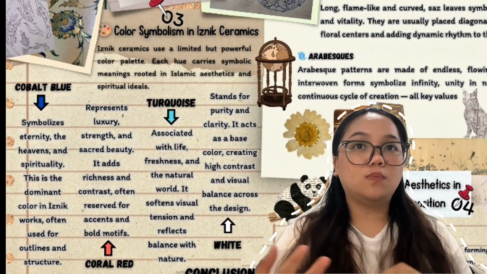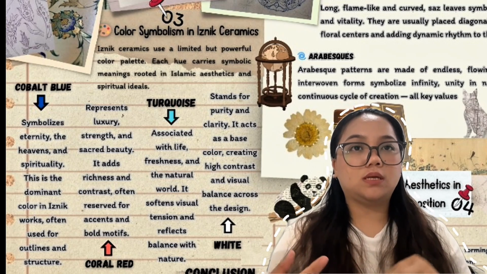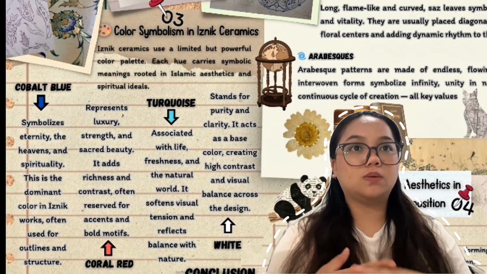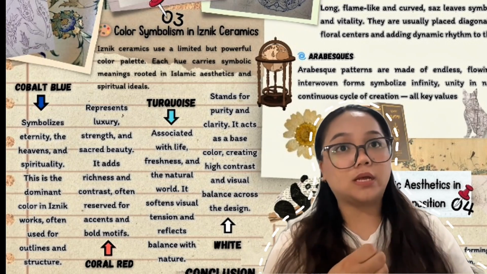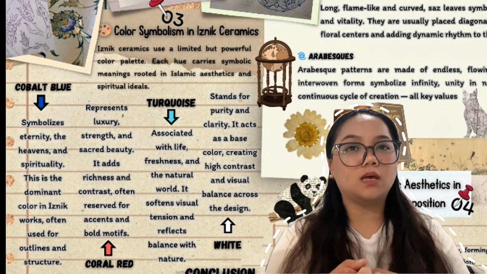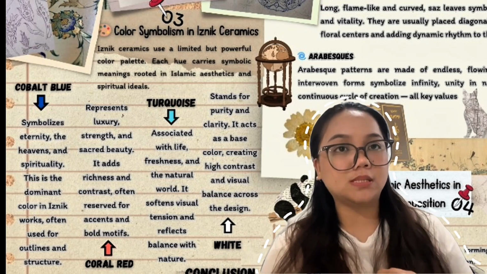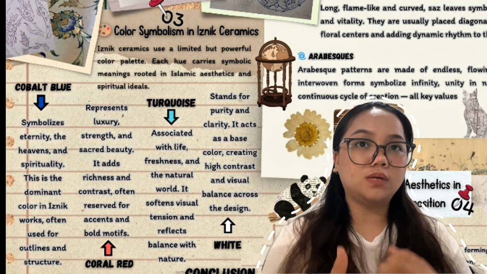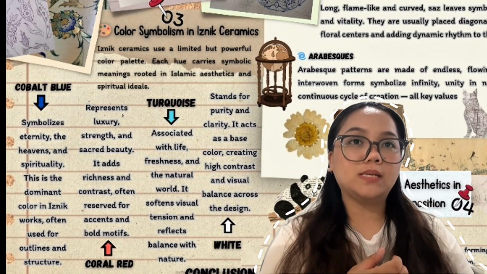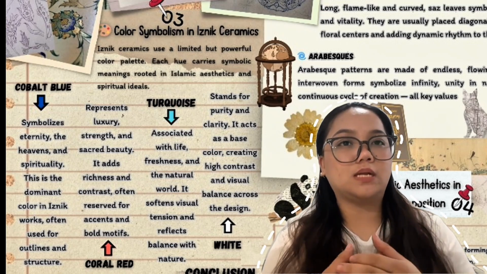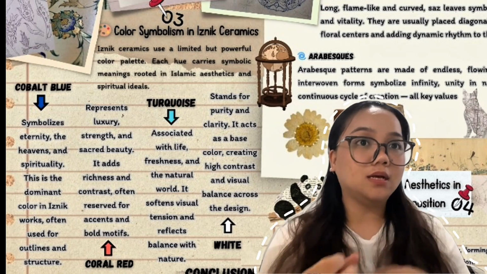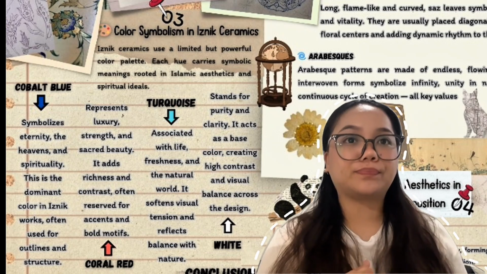For example, blue represents spirituality, infinity, and calmness. It is the dominant color in many Muslim tiles, creating a peaceful and sacred atmosphere. Turquoise is linked to freshness and protection, while green symbolizes paradise and eternal life. And red adds vibrancy and contrast, often used to highlight key details in the design.